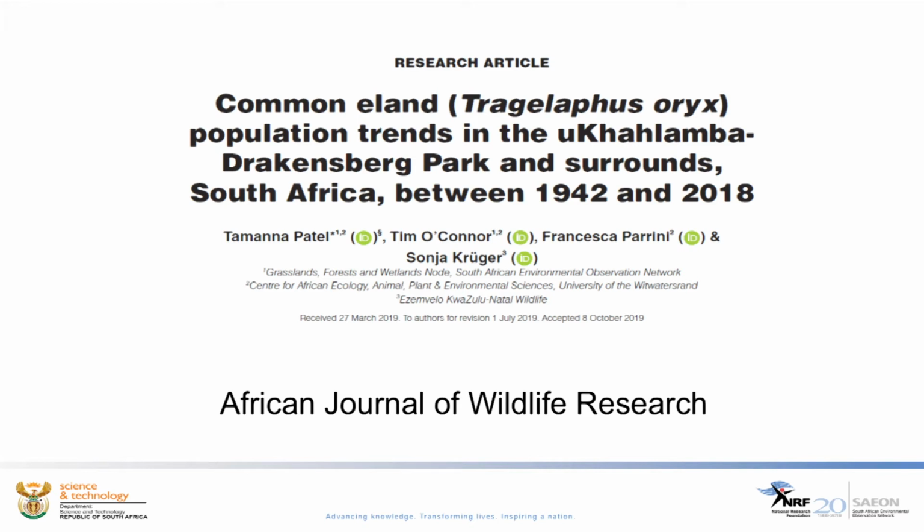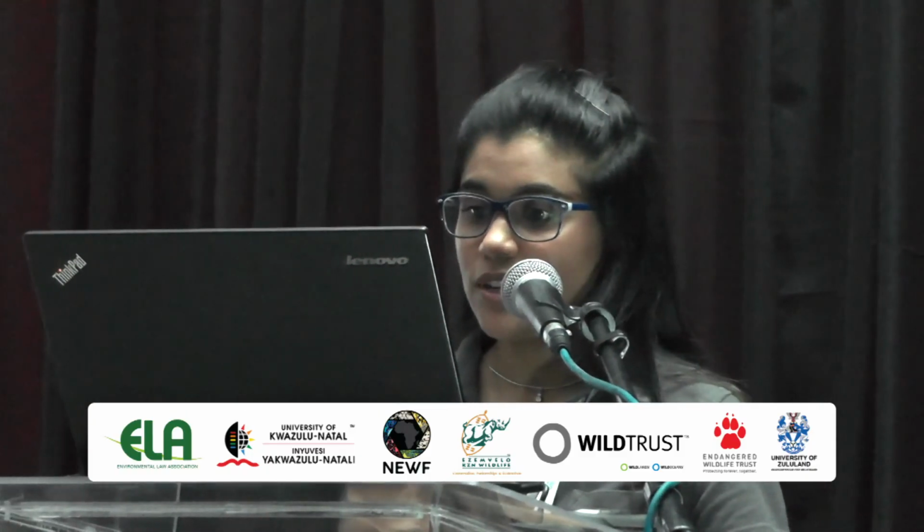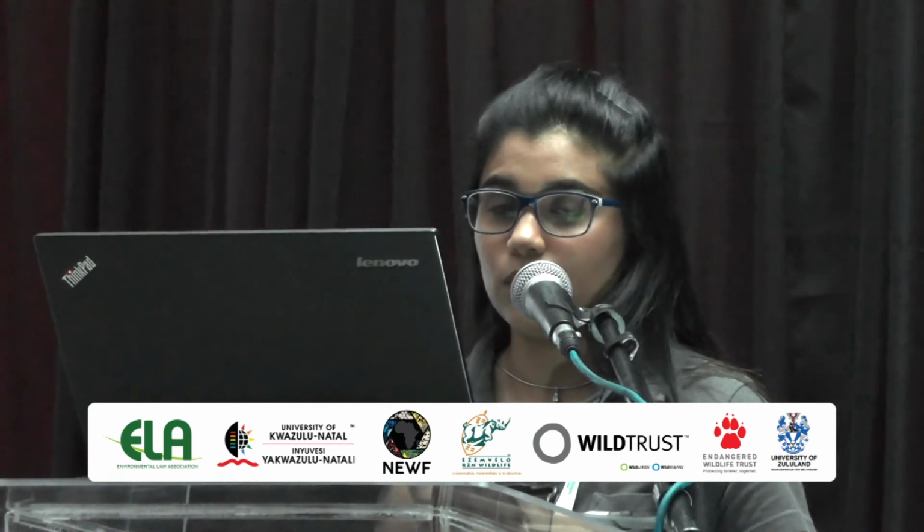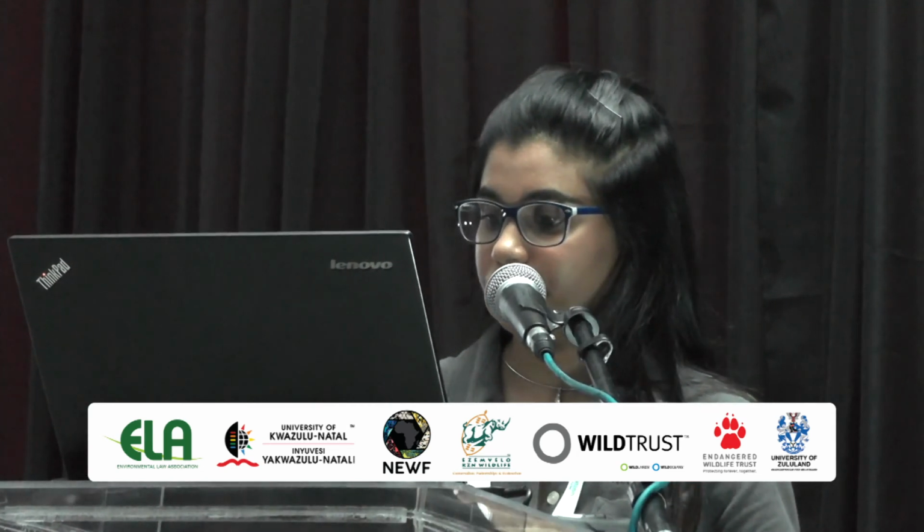This paper was published online last week, actually, and apart from population numbers and distribution, it also assesses population structure and mortality, examining changes in relation to climate, natural impacts, management, and efficacy of surveys. The paper also highlights that if the observed population decline continues well beyond what was recorded in 1942, then there's cause for concern, and a management response from Ezemvelo for the eland population in the Berg.